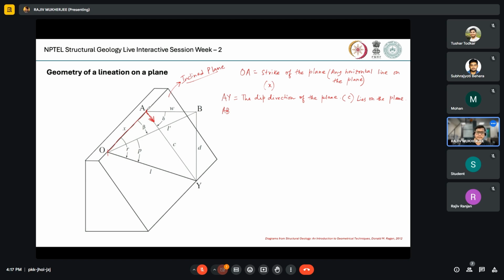Now AB, this line, as you can see, is actually not lying on the plane, but it is a horizontal line. That means we are projecting the line AY to the horizontal plane. So we can say that AB is the projection of the line AY on the horizontal plane.